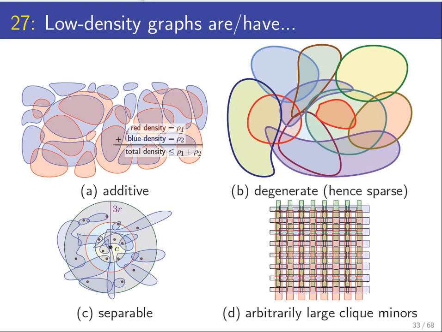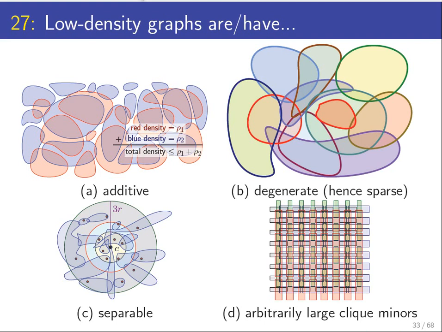So low density graphs have many interesting properties. The first is that you can overlay them together in a natural way, right? You take 2 sets of objects that have low density, you take their union, you overlay them together, you get an intersection graph of both sets of objects, and this new set of objects has low density. The density is the sum of the old densities, but starting with a constant, it's still a constant.